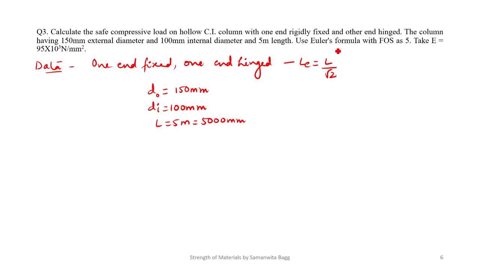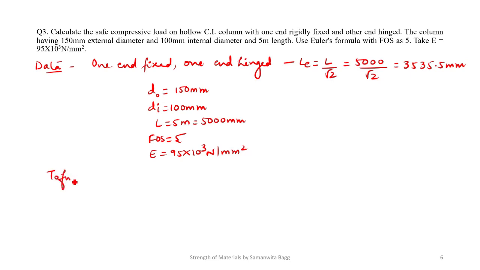Use Euler's formula with FOS as 5. So the factor of safety value is given as 5. Take E as 95 into 10 raised to 3 Newton per mm square. Now this can be easily calculated. It is 5000 upon root 2, which will give me 3535.5 mm as the answer. So I need to find PS, the safe compressive load.